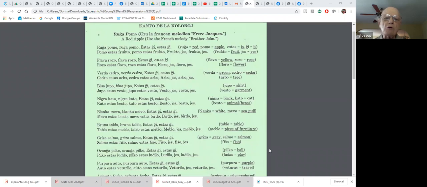Parolanto is a person who speaks. Muzikanto is a person playing a musical instrument. So anto, A-N-T-O, always indicates a person that's doing something. And then you use the verb, what it is that they're doing. Kantanto would be a singer. Esperanto is a hopper.